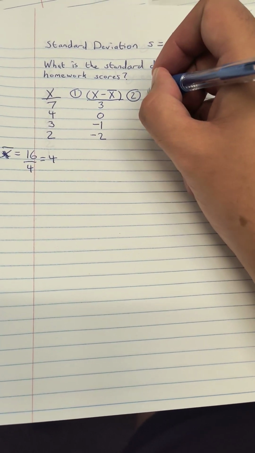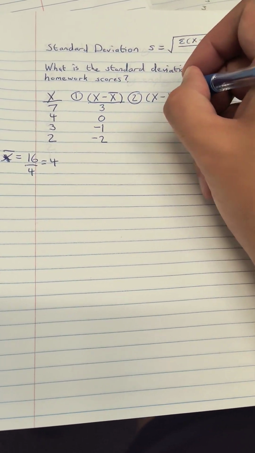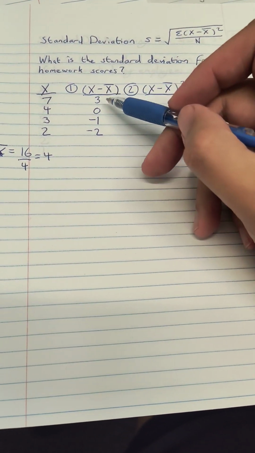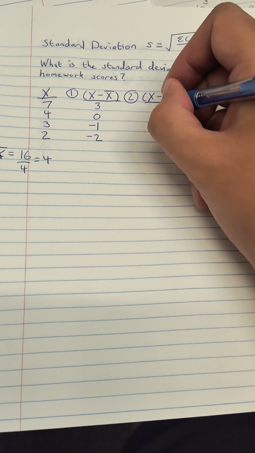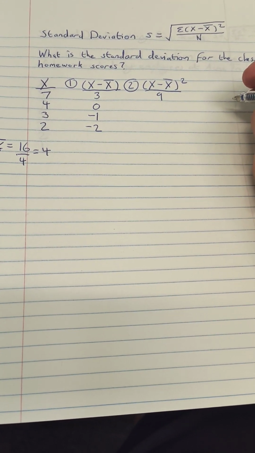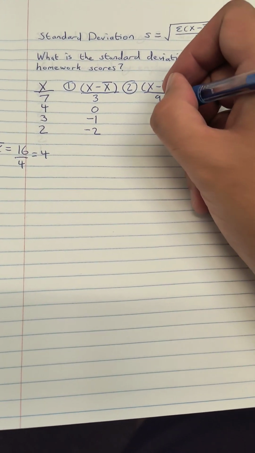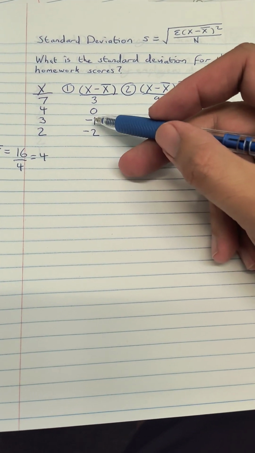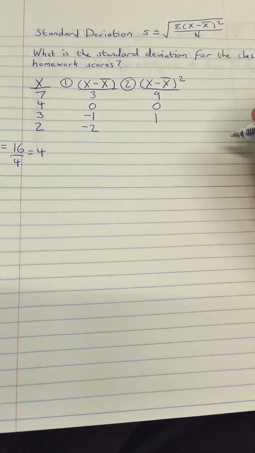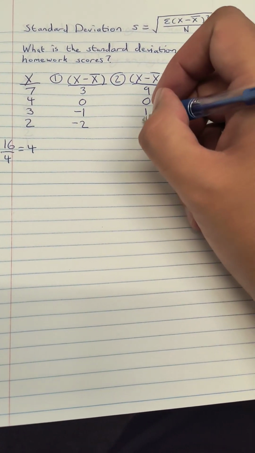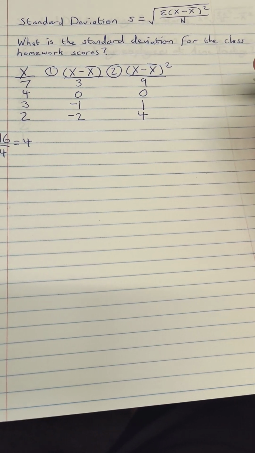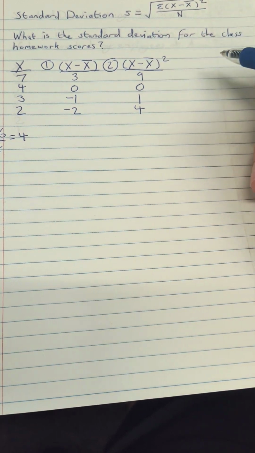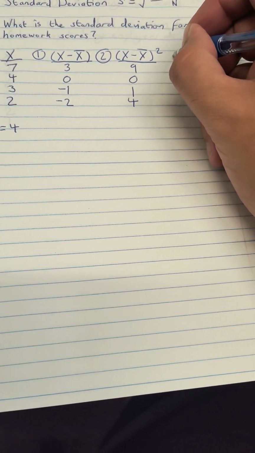And then just like the variance, our second step is going to take x minus the mean and square those values. So we'll take 3 and square it, giving us an answer of 9. 0 squared is 0, so we don't have any changes there. -1 squared is a +1, and -2 squared is a +4. So we now have all of our values squared.